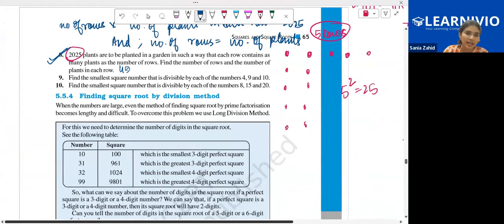So we have question number 9, which says, find the smallest square number that is divisible by each of the following: 4, 9 and 10. This question we did in the last class also: whenever 3 numbers are given and they ask you to find the smallest square number, what do you do? First of all, what are we going to find for these 3 numbers? LCM.